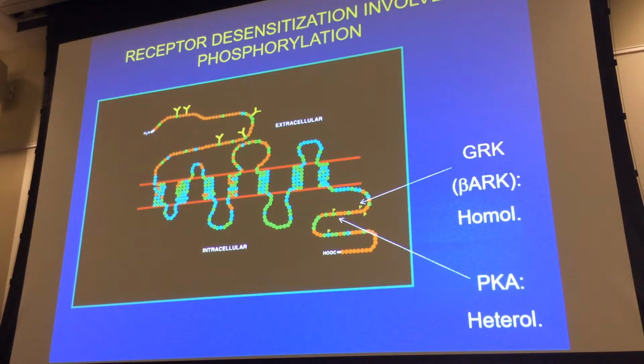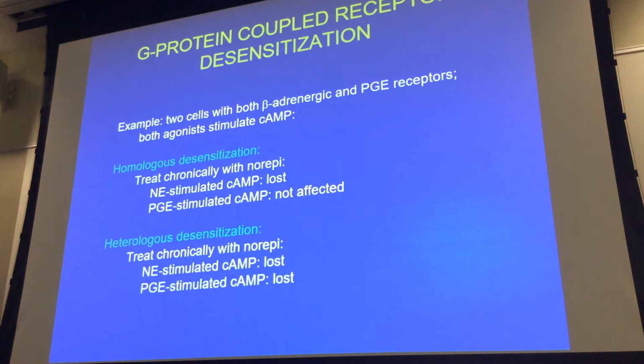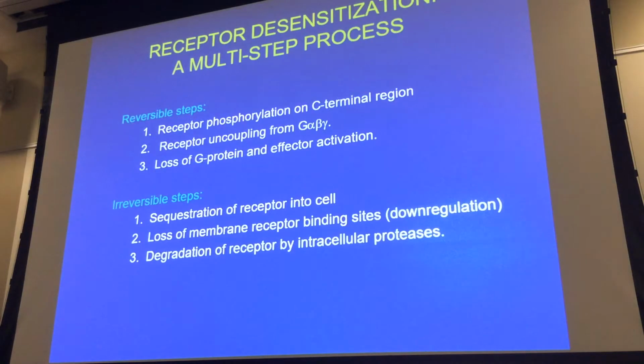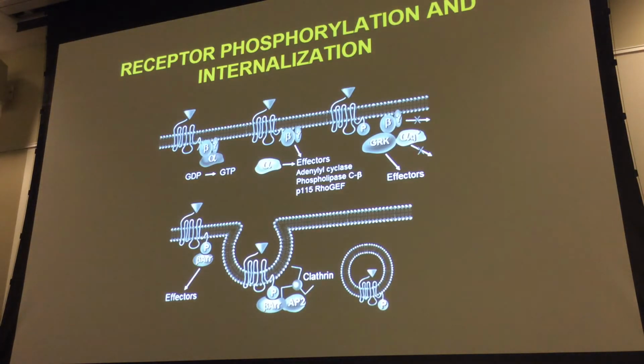However, a receptor could also be phosphorylated by protein kinase A. So remember, if you're overstimulating the beta-adrenergic receptor in the cell, it's producing an increase in protein kinase A. The protein kinase A could then phosphorylate another receptor, and that's exactly what you get in this particular scenario, okay? So you're treating chronically with norepinephrine. The GRK phosphorylates the beta-adrenergic receptor, and that desensitizes the beta receptor, but the protein kinase A stimulation can phosphorylate the prostaglandin receptor, and that produces heterologous desensitization. So there's lots of phosphorylations going around.